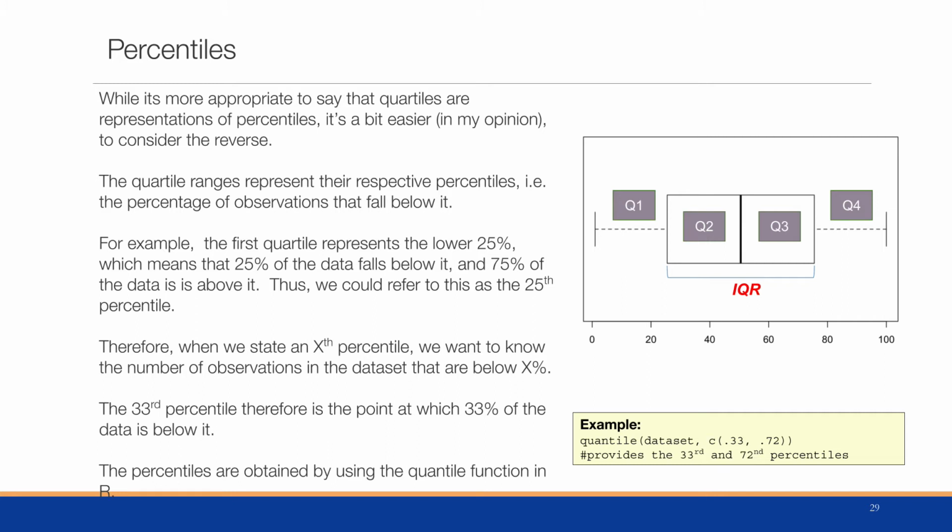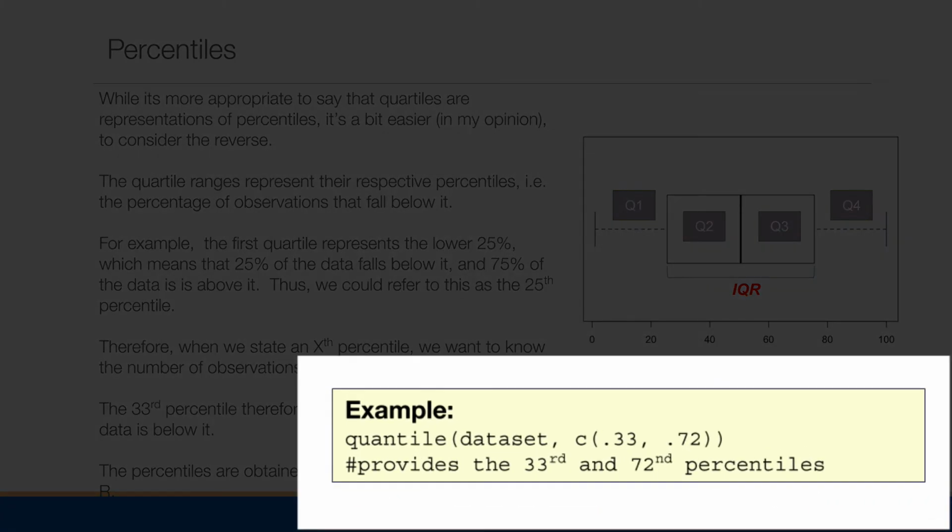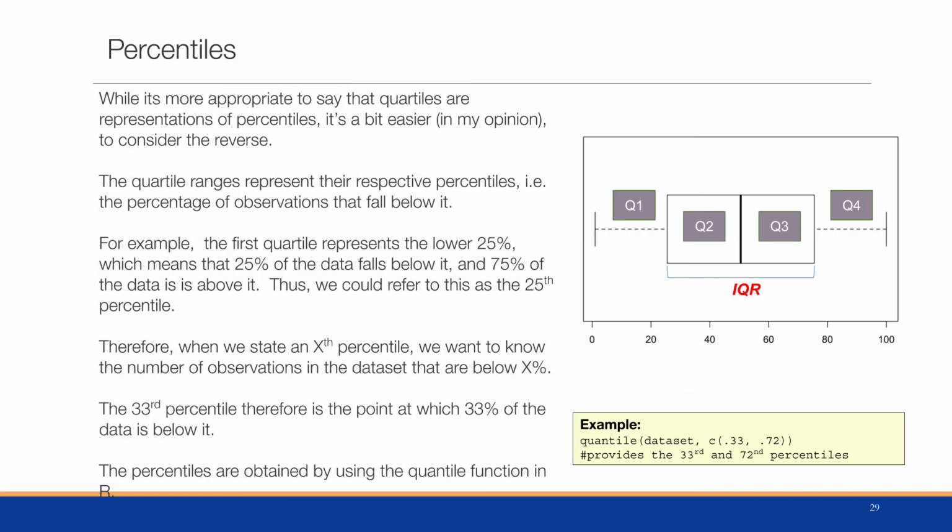Percentiles in R are obtained by using the quantile function, as we had talked about earlier. So here's an example. Quantile, first parameter will be the data set. Then we will pass a vector of the percentiles that we want. In this case, we want the 33rd percentile and the 72nd percentile. So it will give us the values at which 33% of the data falls below it and 72% of the data falls below. You can use these for quartiles by simply changing this to 0.25, 0.50, 0.75. You can also add a 1 at the end for the maximum as well.